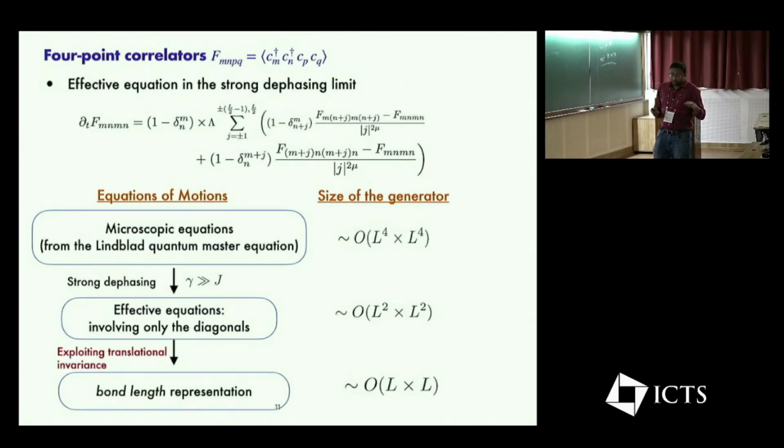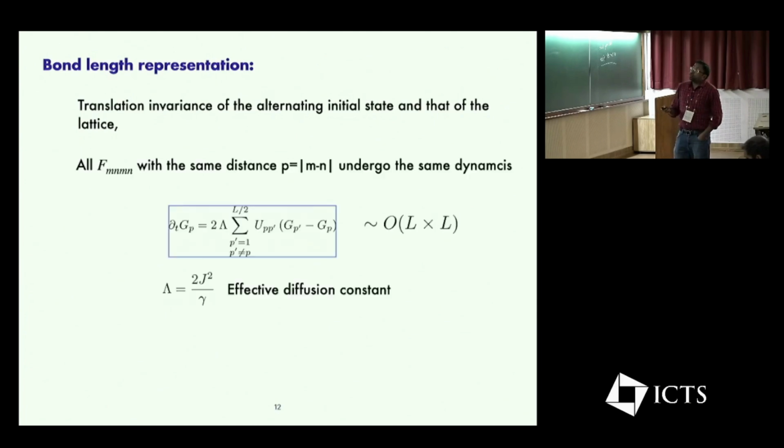What we found is that if you start with an initial state that has translation invariance, for example an alternate initial state of periodicity 1, there is something called a bond length representation where you can map this problem onto a single variable. So you can make it an order L by L problem, and now you can simulate large system sizes. The 4-point correlator, which is a 2-variable problem, can be mapped by exploiting this periodicity to a single-variable problem. That helps in extracting these exponents both numerically and analytically.